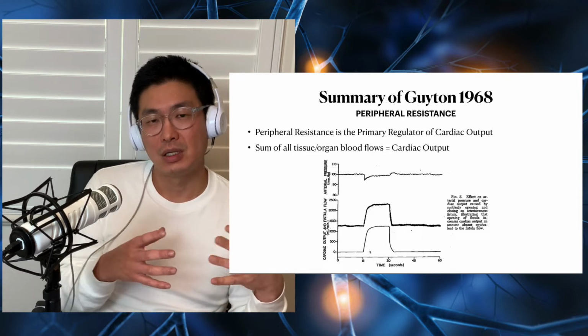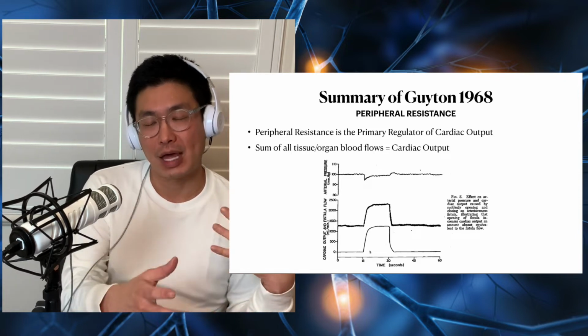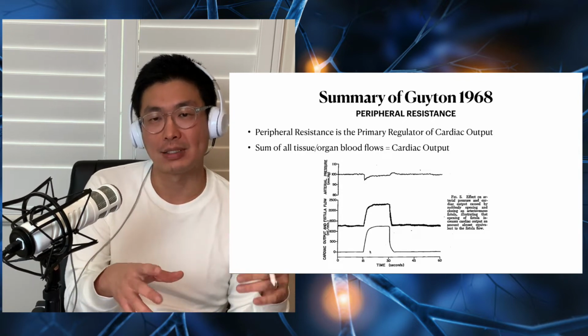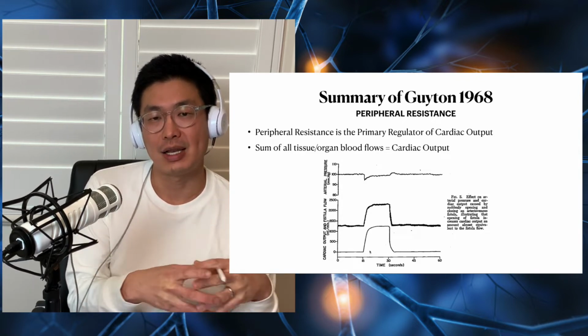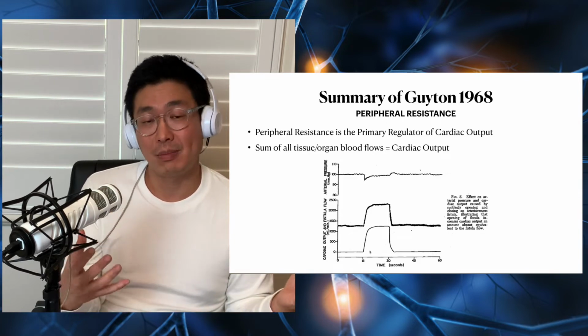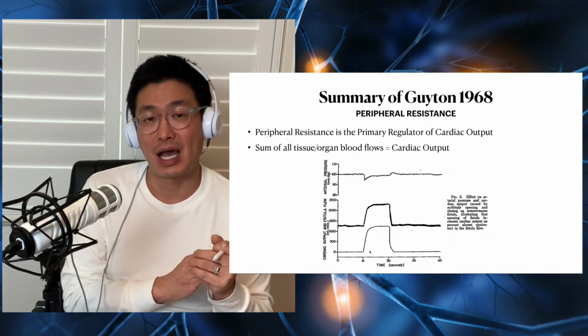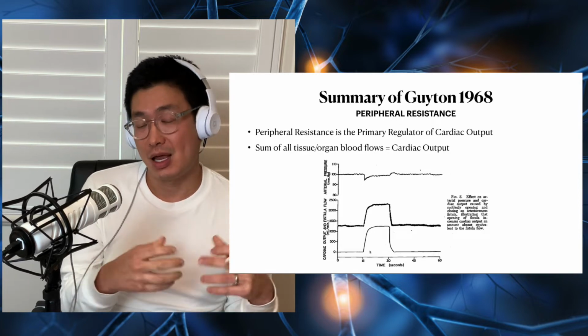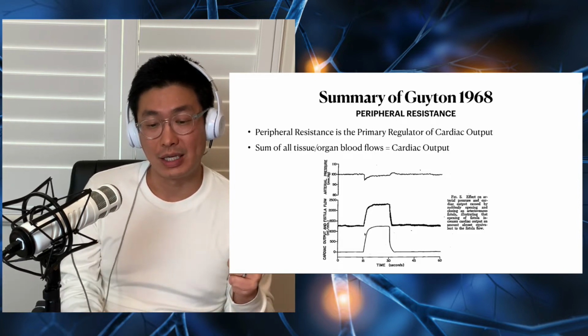In other words, the AV fistula allowed that flow to bypass and head back to the heart. And the amount of flow going through the AV fistula was the same as the amount that the cardiac output rose by. And I thought that was a really, really interesting experiment.